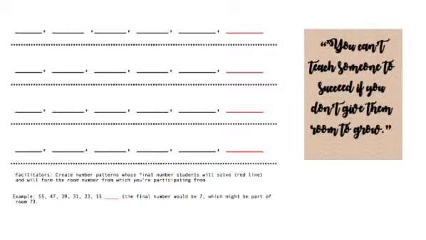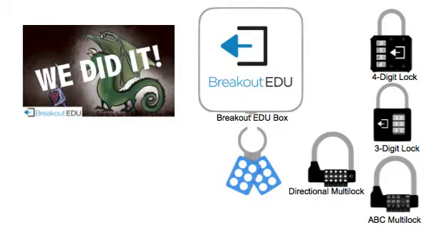And that's where the key will be. It'll be close to the physical room number on your classroom door or maybe outside of the room. And if you don't actually have a room number that's visible, you can easily make one. In your large Breakout EDU box, put your certificates in there, and that's going to be locked with the hasp, and the 4-digit lock, 3-digit lock, arrow lock, and ABC multi-lock are going to lock that one up.